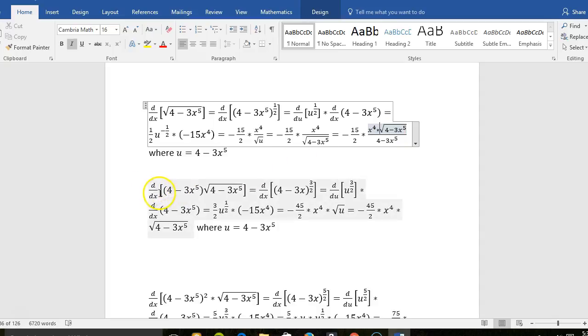Now, if you have d by dx of 4 minus 3x to the fifth times the square root of 4 minus 3x to the fifth, remember, that's that entity to the 3/2 power, because you're adding the understood 1 here to an understood half right here, and you're getting 3/2. So you've got the derivative of something to the 3/2. That indicates a chain rule. So you do d by du of u.